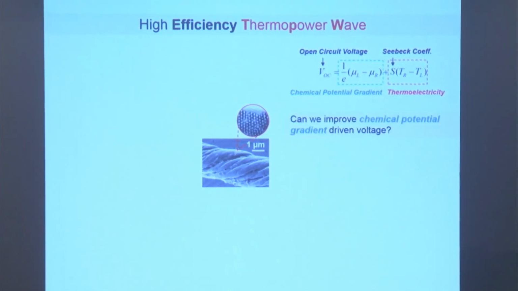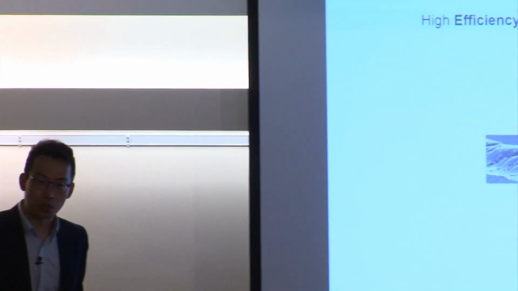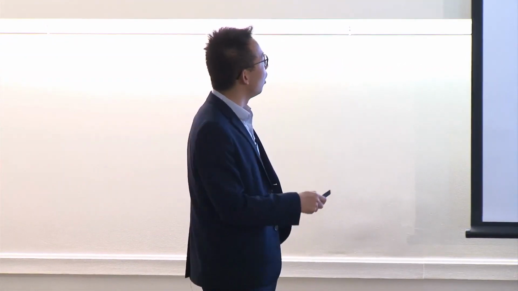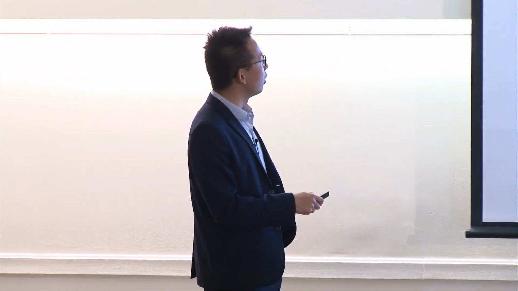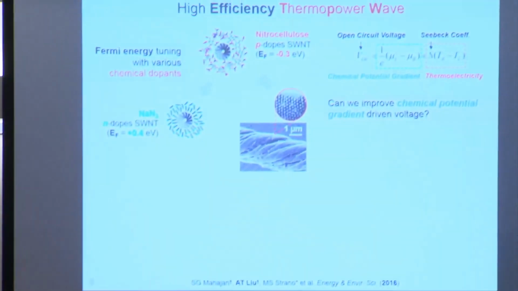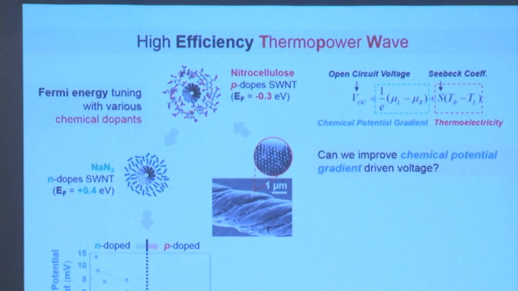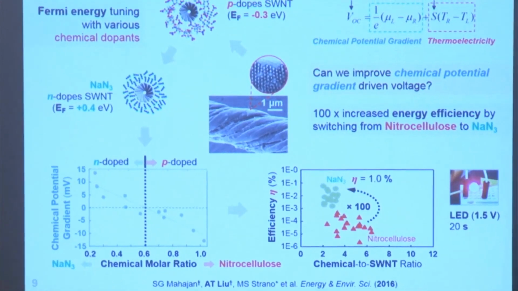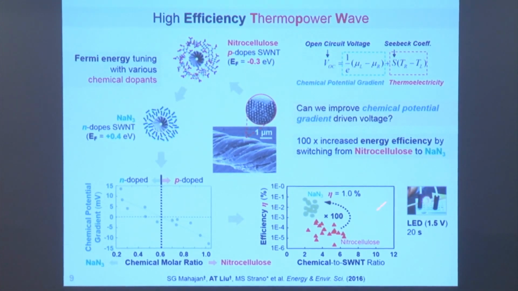Knowing this theory, then the question we ask is whether you can increase this energy output by tuning the chemical potential gradient specifically. So we moved, for example, from the canonical chemical fuel that we have been using, which is nitrocellulose, to another chemical fuel, sodium azide. In this case, sodium azide, you can measure that is N-doping the carbon nanotube, whereas nitrocellulose is P-doping it. And by simply switching this fuel, we were able to show that you can bump up the energy efficiency of the whole thermal power wave process by 100 times, which is the first time we ever used the thermal power wave to actually make a device that can light up an LED.